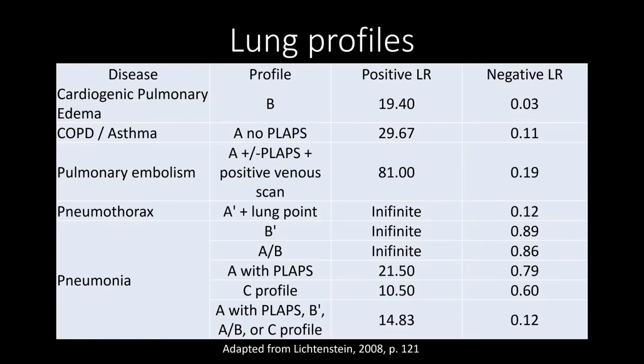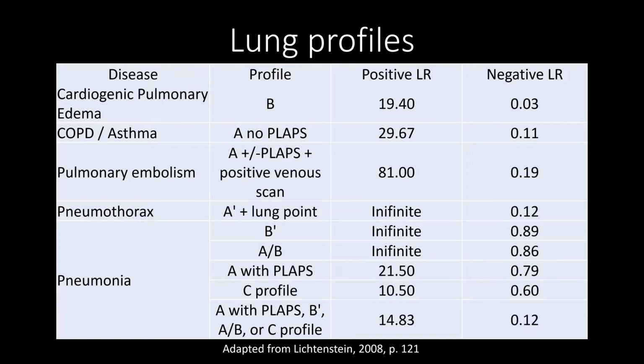This is just to reiterate the previous slide, but using positive and negative likelihood ratios instead of sensitivity and specificity. As one can see, for cardiogenic pulmonary edema, again, a B profile has a very strong positive likelihood ratio of almost 20 and a negative likelihood ratio of 0.03. For pulmonary embolism, we can see a positive likelihood ratio of 81 when there is an A profile with a deep vein thrombosis identified and a negative likelihood ratio of 0.2.